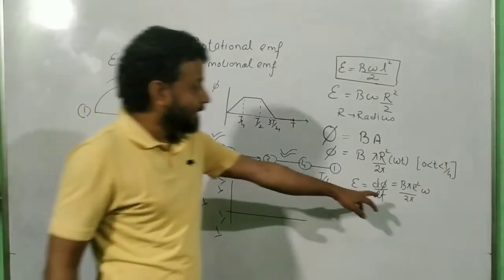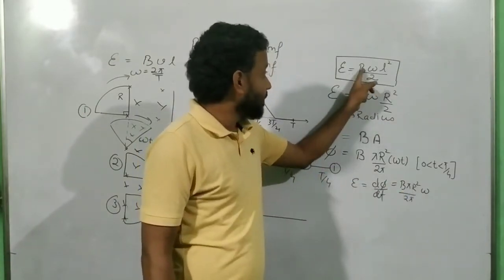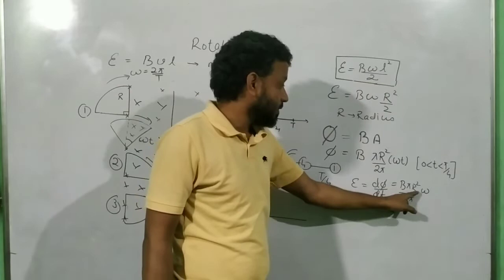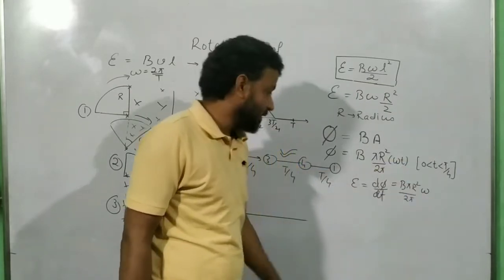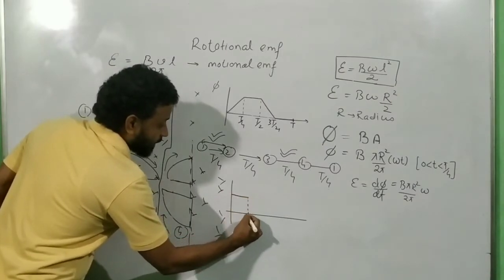Can you see this? It is exactly the same here. Just think, pi gets cancelled out. B r square omega by 2, B r square omega by 2, pi gets cancelled out. Exactly the same. So the EMF will be developed from 0 to T by 4.